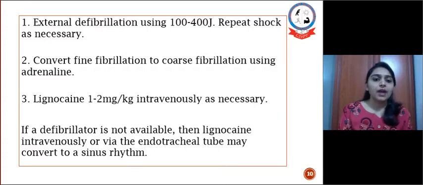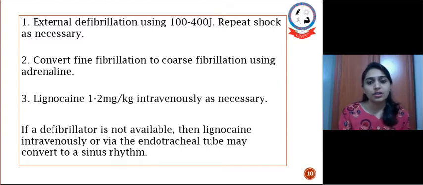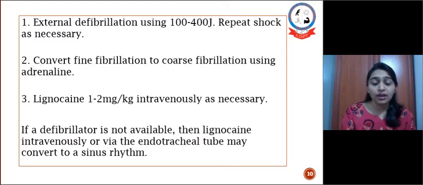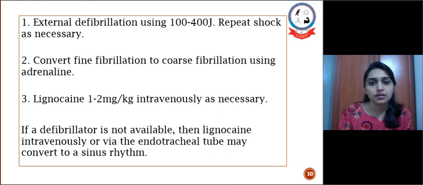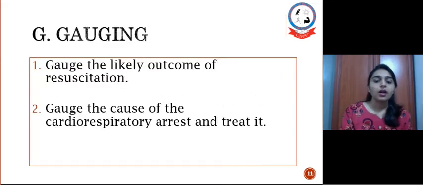We can convert the fine fibrillation to coarse fibrillation using adrenaline, and then we can give defibrillation, followed by lignocaine 1 to 2 milligram per kg intravenously if necessary. If defibrillator is not available somehow, then we can give lignocaine only, which will help to convert the rhythm gradually to the normal sinus rhythm. After that, prolonged life support.